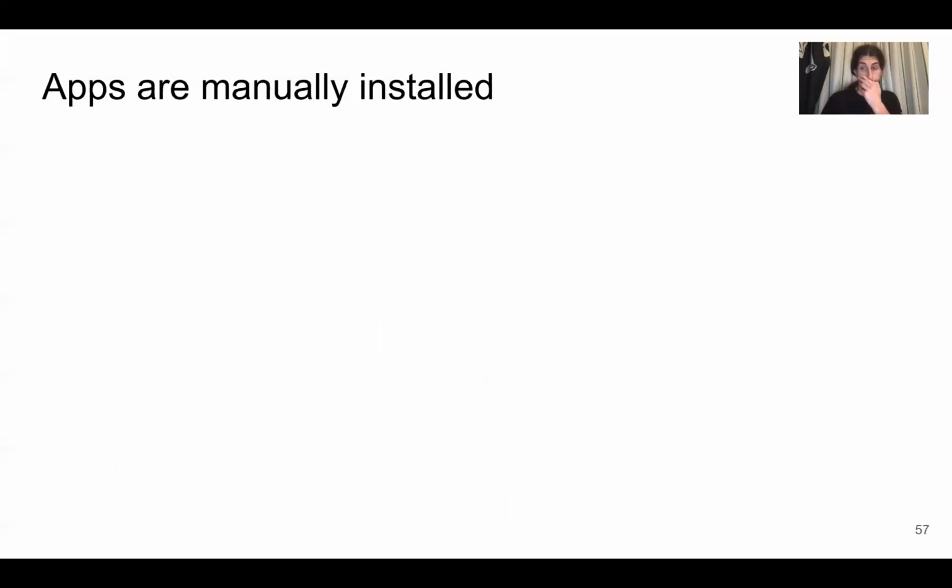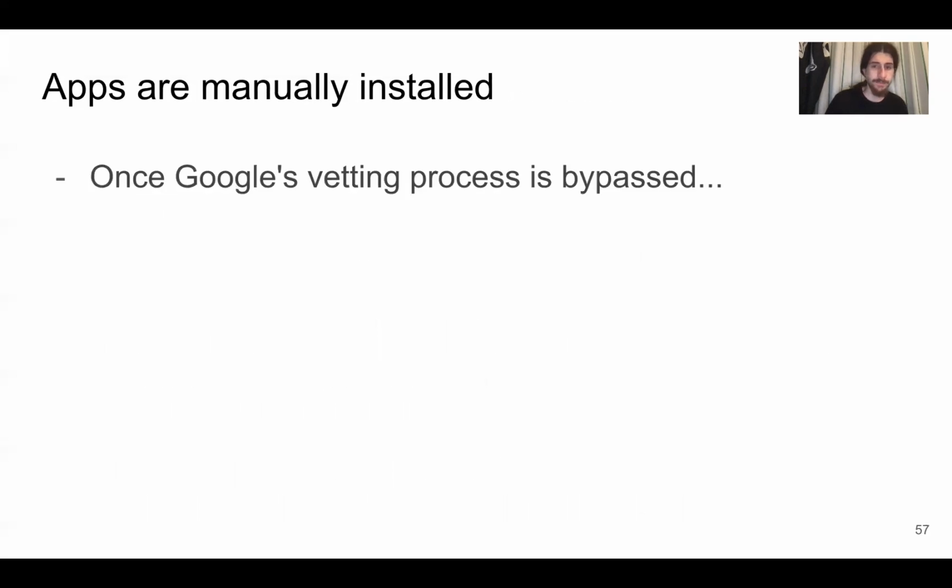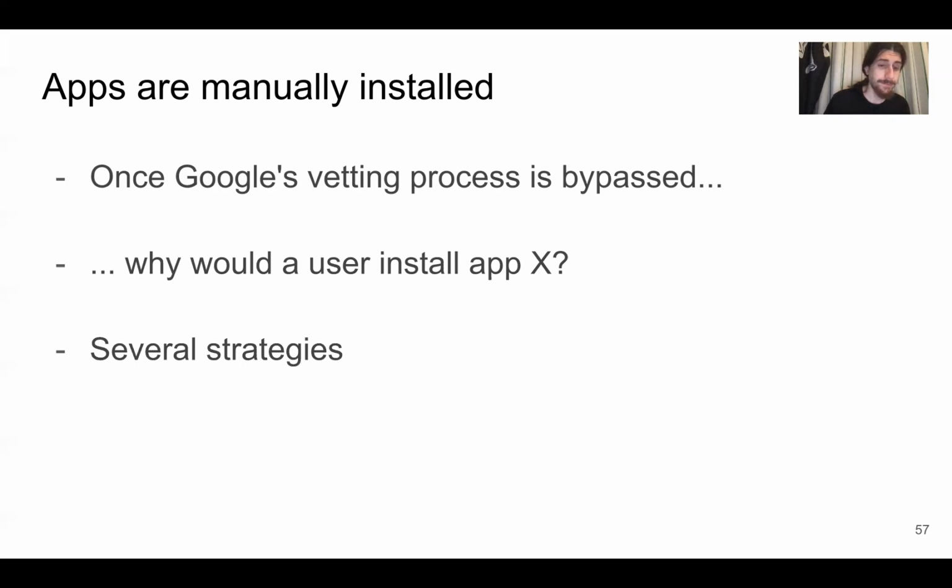Cool. So as I mentioned, the second thing is that these apps need to be manually installed after all. So how can the user be pushed to install these applications? Well, once the Google vetting process is bypassed, then again, why would the user install it? There are several tricks. One is social engineering, exploiting human stupidity, or the fact that humans are not always extremely focused. So somehow creating a way to push the user to install it.